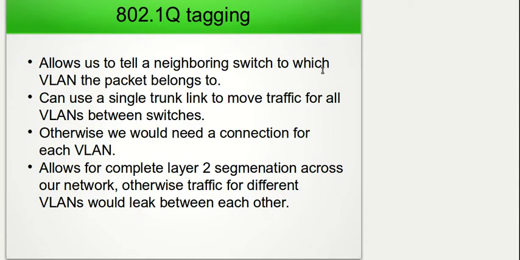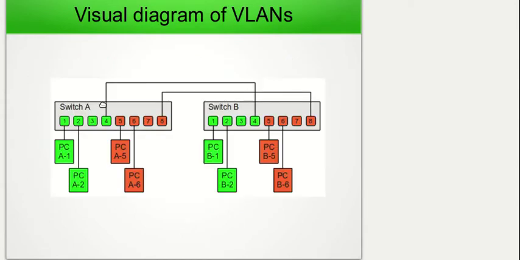Essentially, if we go back to the previous slide, we can see that in order for devices in the green VLAN on switch A and switch B to communicate, we would have to have a cable connecting these devices together, so these two switches would have to be connected. But this diagram has shown that we would need a separate cable for each VLAN running between switch A and switch B, which means that if we had 10 VLANs, we would have 10 cables, each belonging to a separate VLAN, running between switch A and switch B.